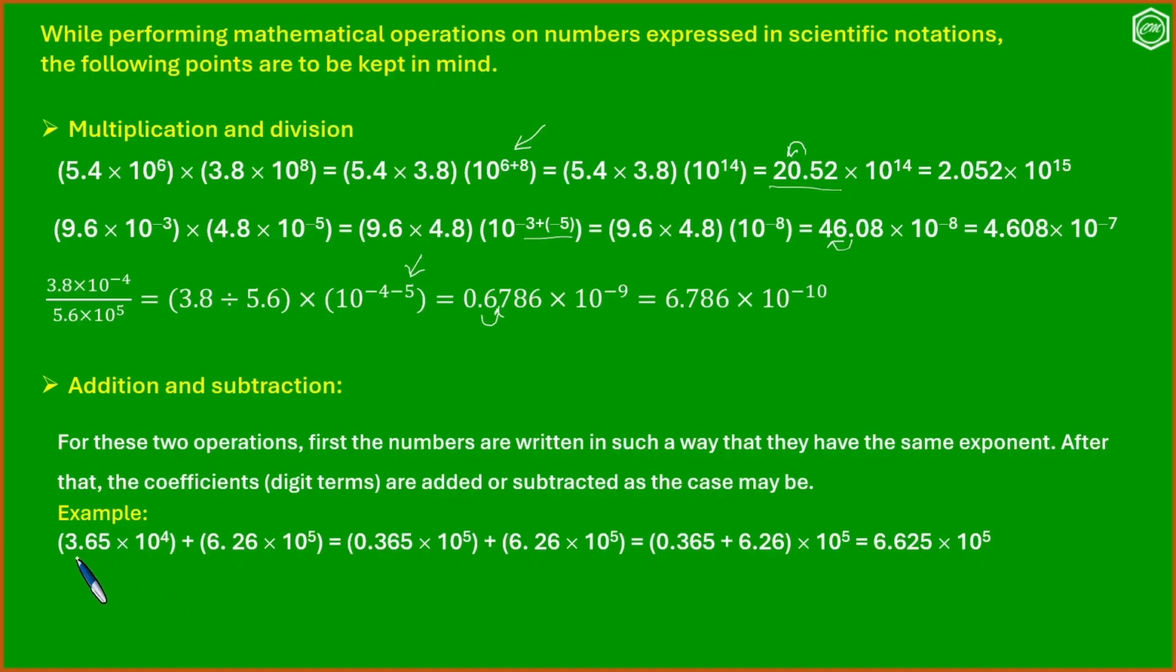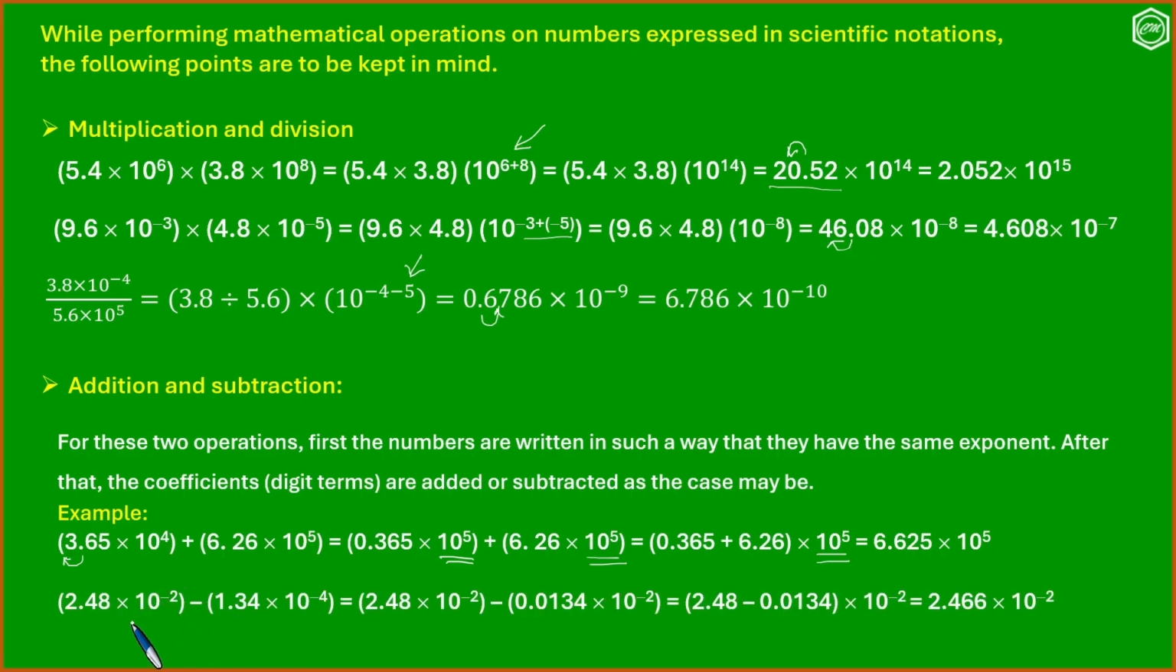So to make this 5, we move the decimal one place towards left so that it becomes 0.365. Then the exponent increases by 1. Therefore, the number will be 0.365 into 10 raised to 5. Now here also it is 10 raised to 5. Now the 10 raised to 5 is common. So we take the 10 raised to 5 outside. Now we add these two numbers. So the answer will be 6.625 into 10 raised to 5.